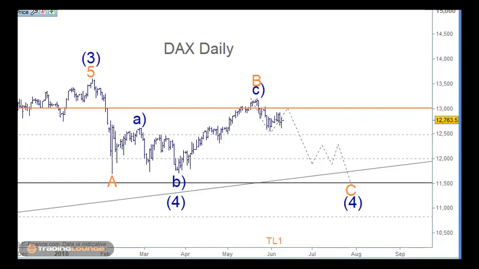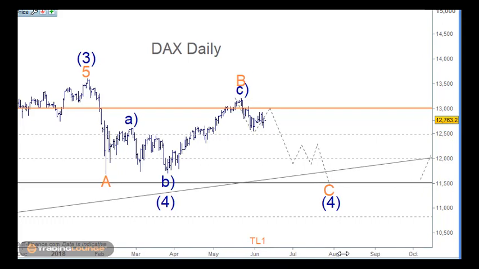On the daily chart for the DAX, we have intermediate wave 3, then the A wave, an A and a B and a C for the B wave. We're looking for 5 waves down for the C wave of wave 4, in terms of wave 1 here, wave 2 here, wave 3, ABC for wave 4, and down for wave 5.